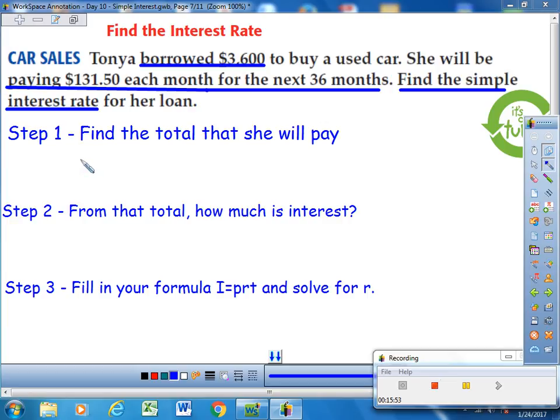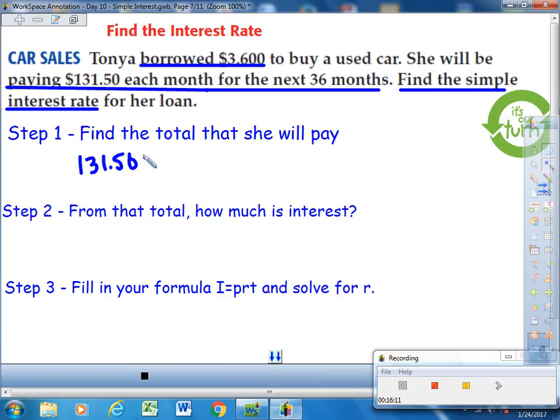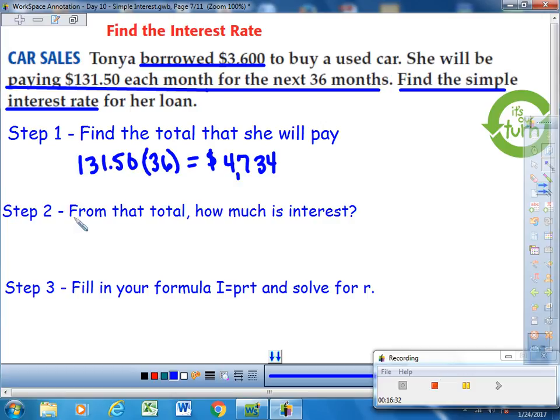Find the total that she will pay. So she's paying $131.50 times 36 months. So the total paying out is $4,734. From this, we're going to find the total interest.